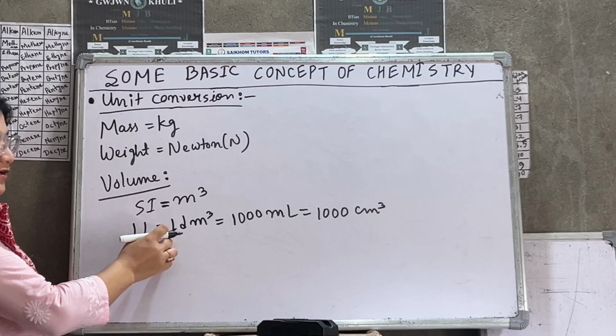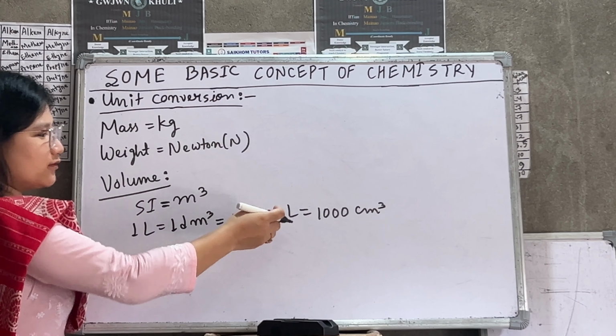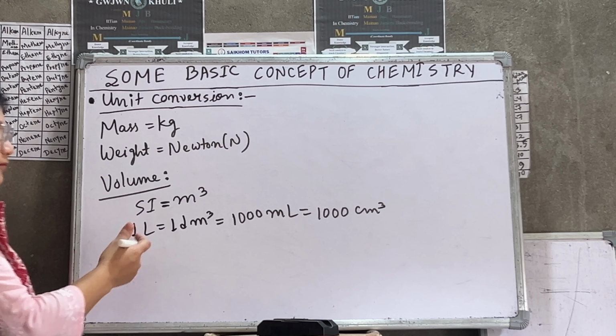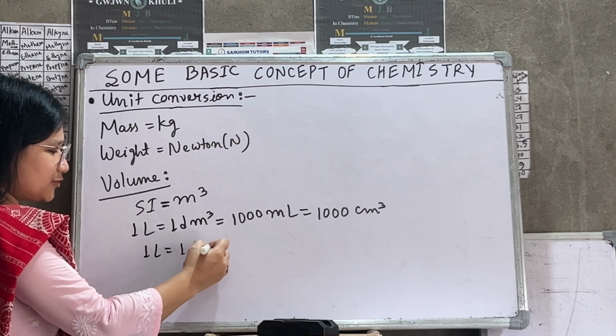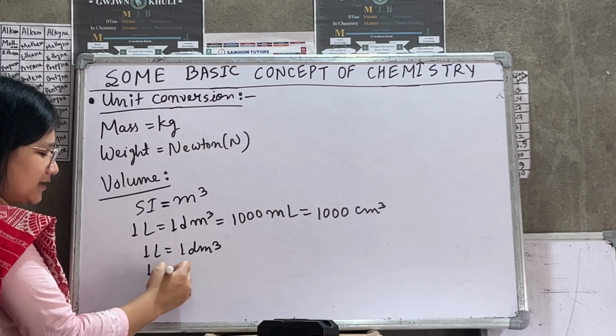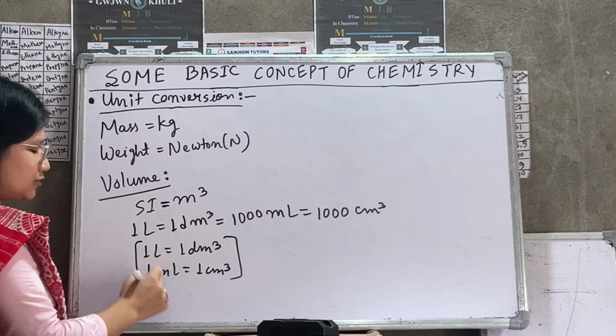Here 1 liter equals 1 decimeter cube, and 1 decimeter cube equals 1000 ml, which equals 1000 centimeter cube. From there we know that 1 liter equals 1 decimeter cube and 1 ml equals 1 centimeter cube. You need to learn this also.